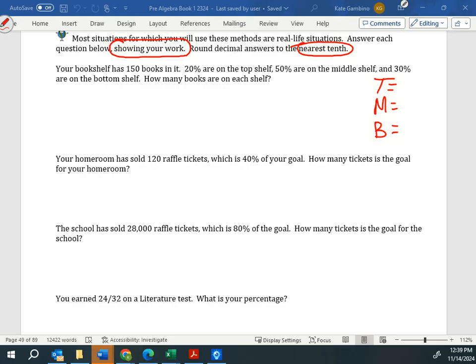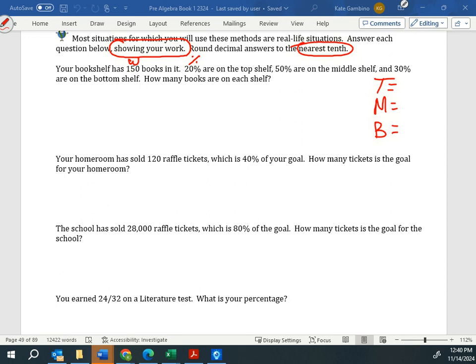Your bookshelf has 150 books on it. 20% are on the top shelf. How many books are on that top shelf? What is my part? What is my whole? What is my percent? Eleanor? Your whole is 150 books. So I'm going to put a W over it so I remember that's my whole. And then 20% is the percent.